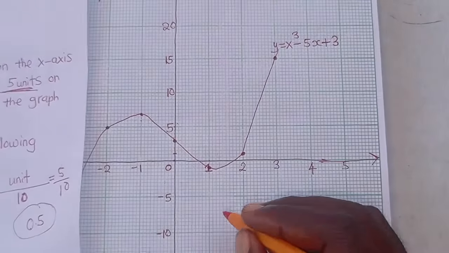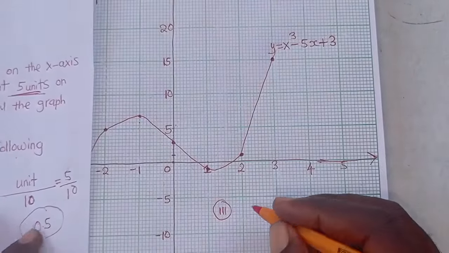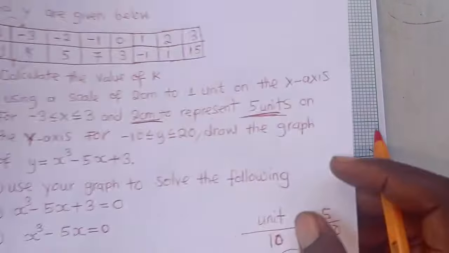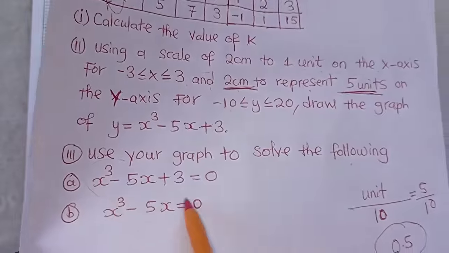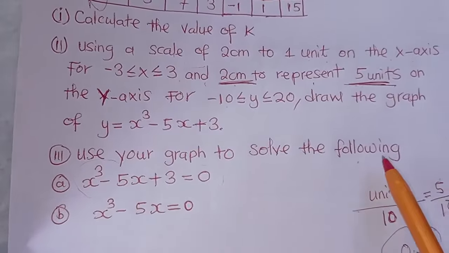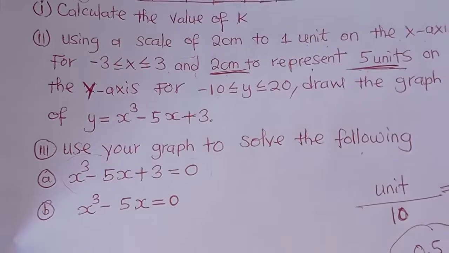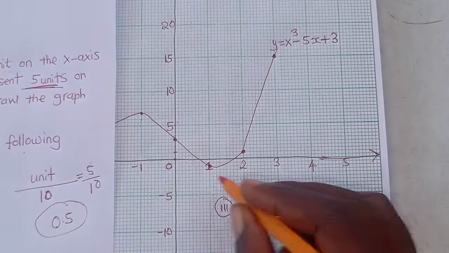I go now to question 3. Everything is supposed to be done on the graph. Now I go to A. That is saying solve the equation. So I'm told to solve this equation that is here. This is the first equation. The question is saying use your graph to solve the following. So these are the equations, and I'm told to use the graph. So I'm going to use my graph. This is the graph that is here.